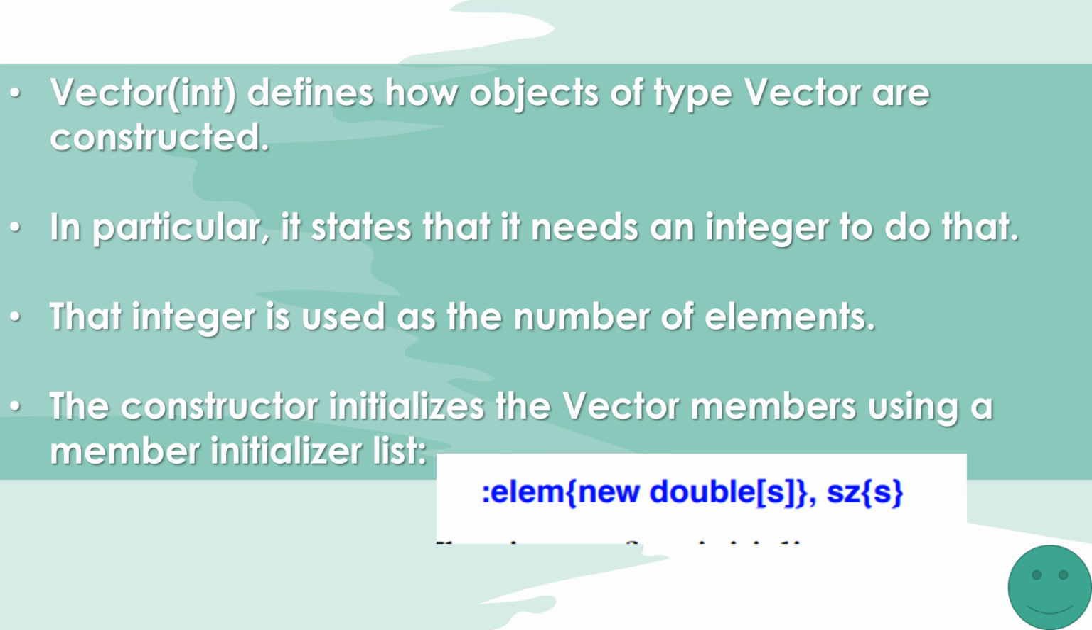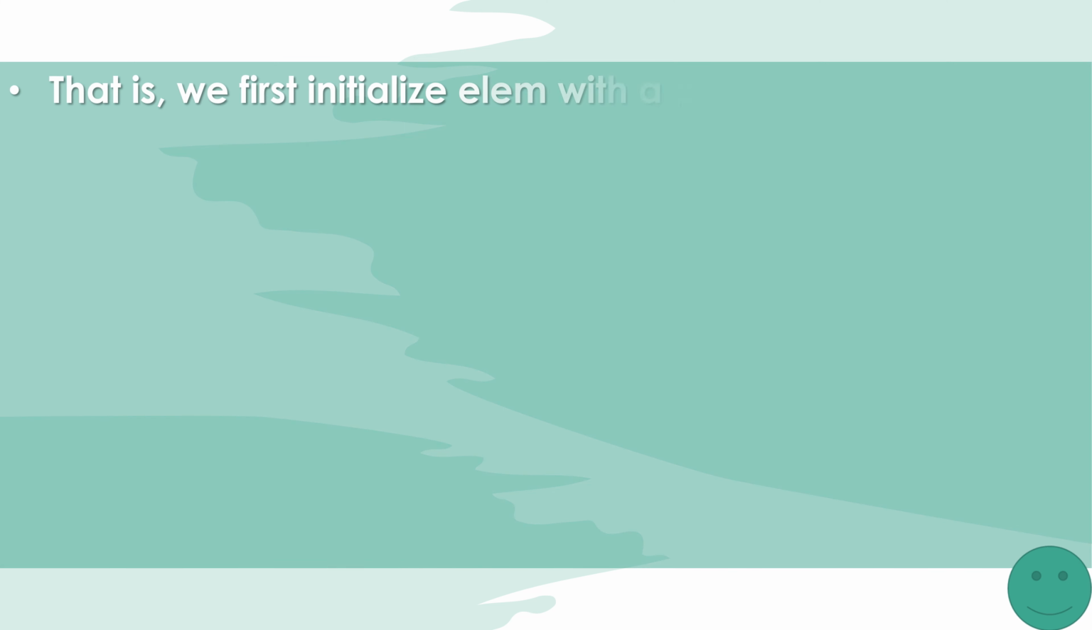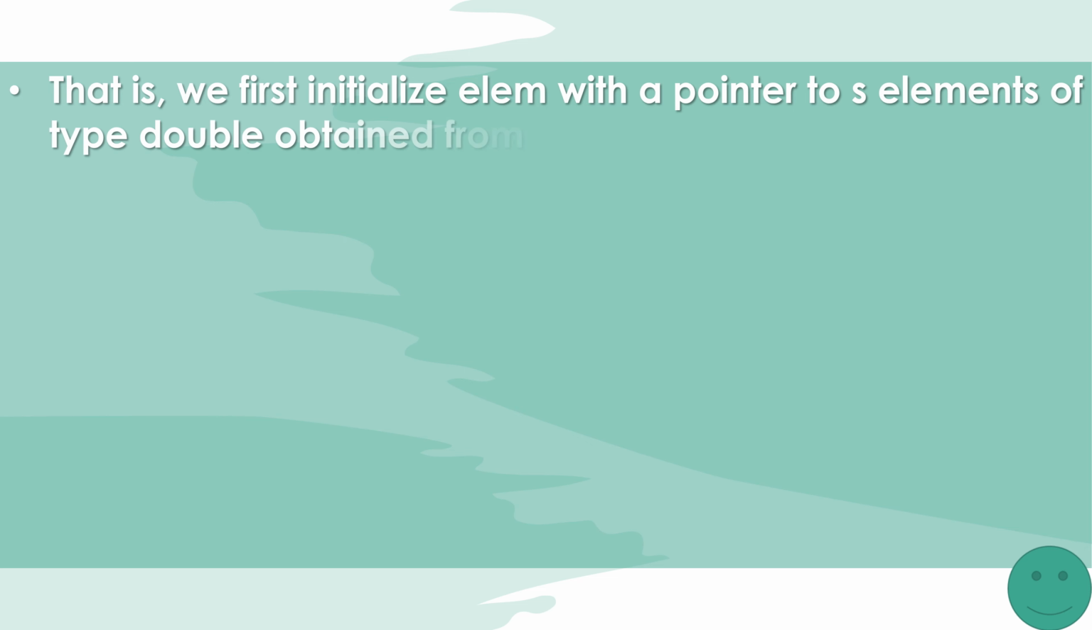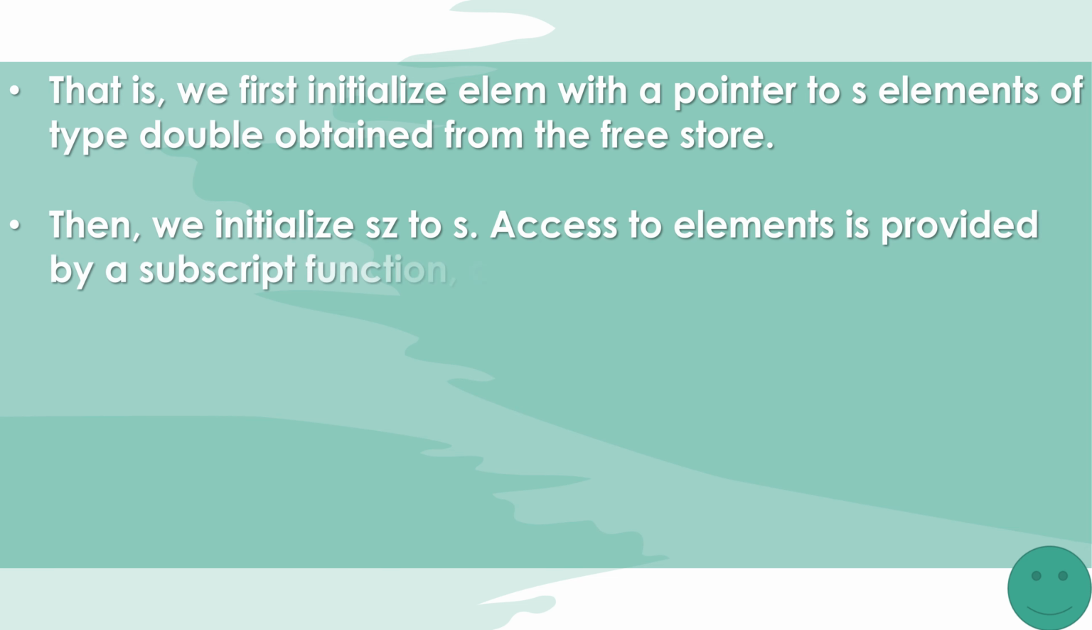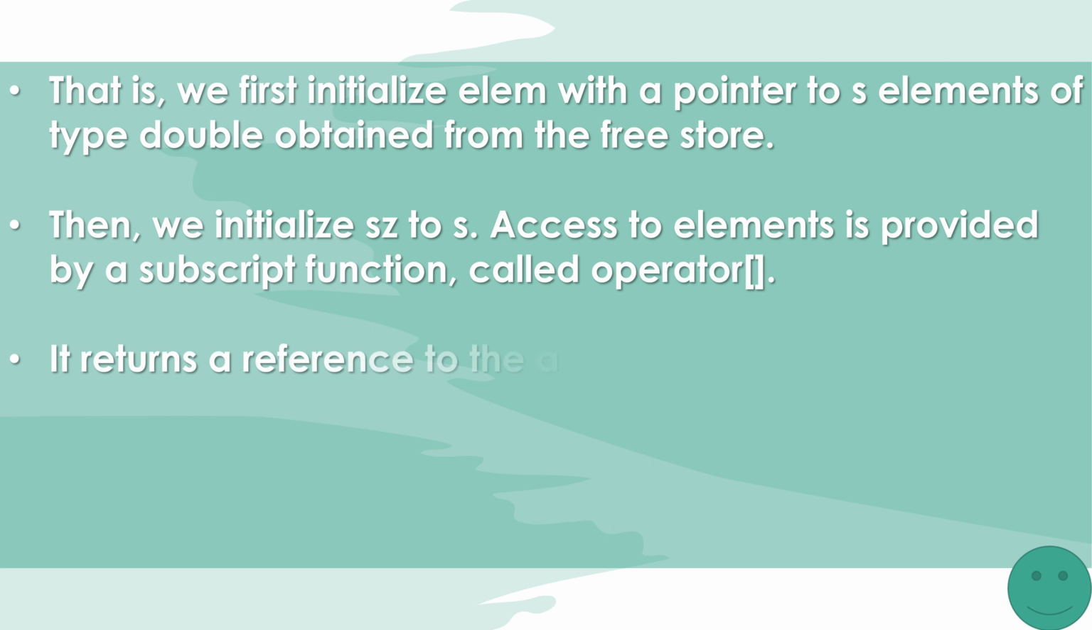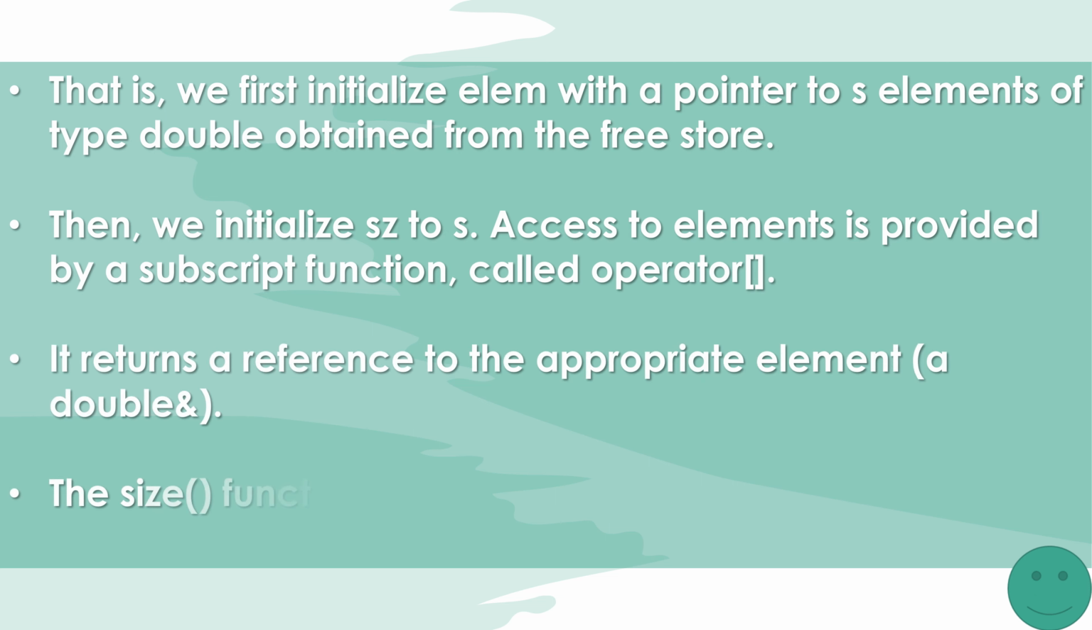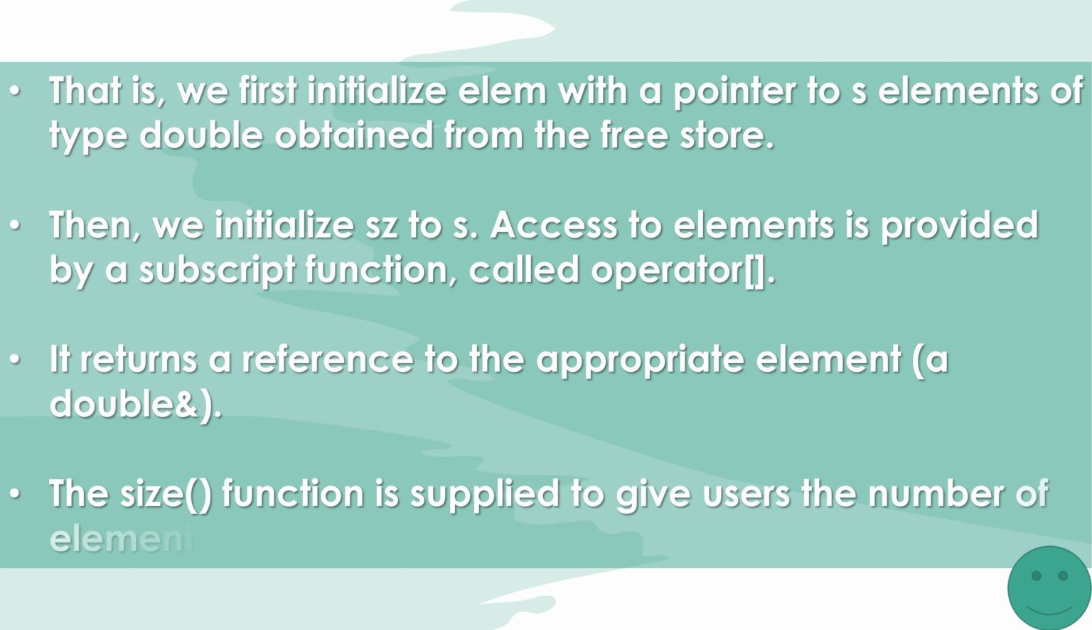The constructor initializes the Vector members using a member initializer list: elem{new double[s]}, sz{s}. That is, we first initialize elem with a pointer to s elements of type double obtained from the free store. Then, we initialize sz to s. Access to elements is provided by a subscript function, called operator[]. It returns a reference to the appropriate element, a double&. The size() function is supplied to give users the number of elements.